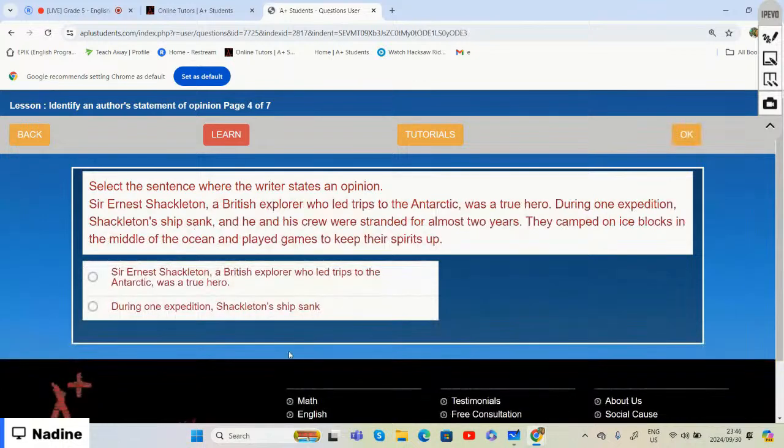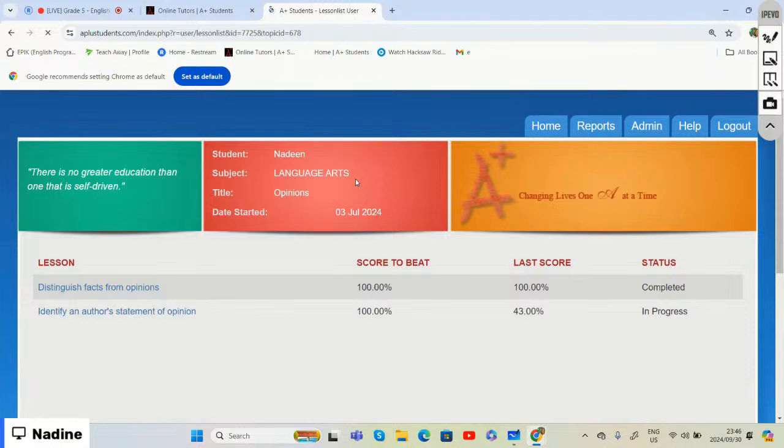All right, so this is the end of our lesson on opinions. We said opinions are basically your viewpoint about something. It's what you think, what you believe is the truth. Whereas facts are statements that are true and factual, and they can be backed up with evidence. That is facts. So this is now the end of our lesson on opinions.